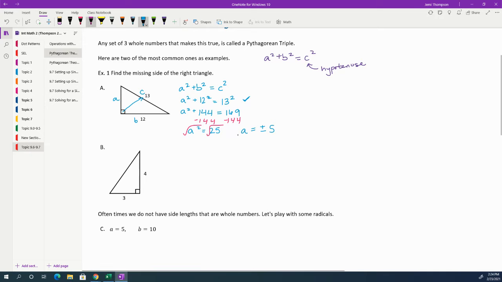So when I go back and put it in context for this problem, we know that the length of a triangle has to be a positive number. Therefore, the missing side length is going to be 5. 5, 12, 13 is a very common Pythagorean triple.